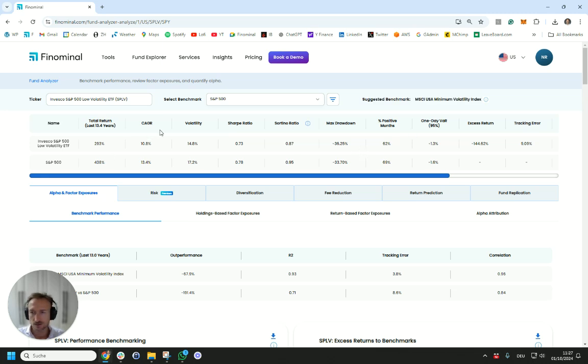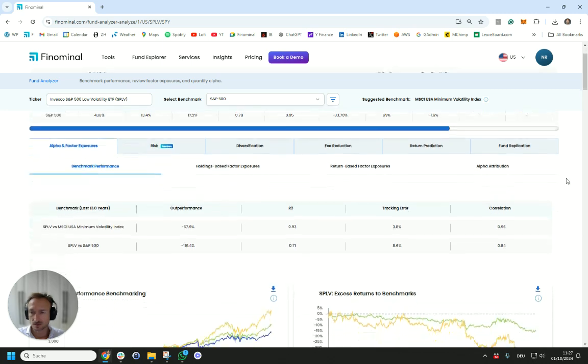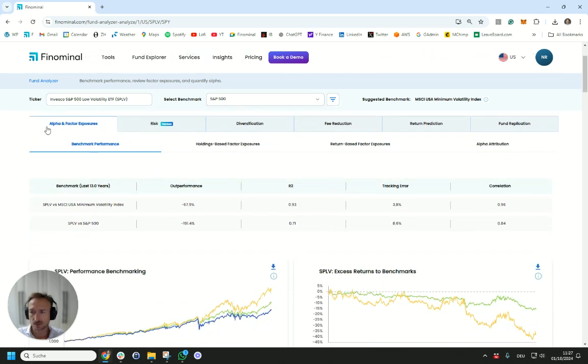Now, as you can see here, there's a bunch of performance stats, and there's a few tabs down here. There's alpha and factor exposures, there's risk, diversification, fee reduction, return prediction, and fund replication. I'm going to go through each of those tabs and subtabs pretty quickly. They're hopefully self-explanatory, and if not, do let us know.